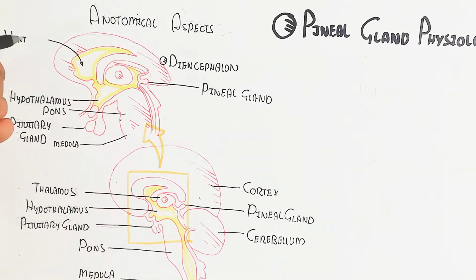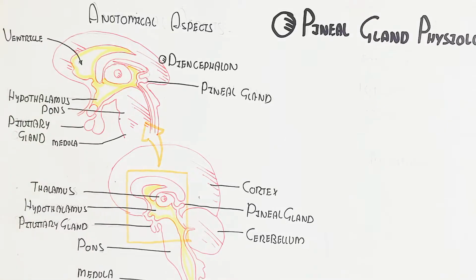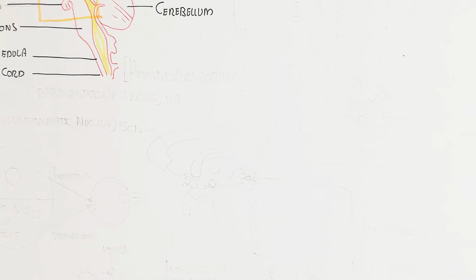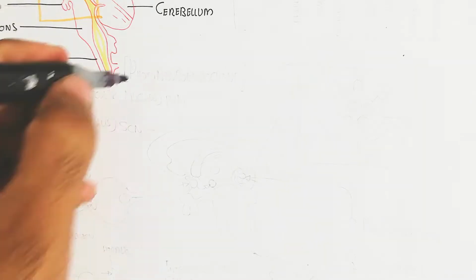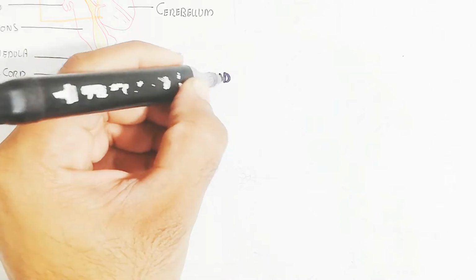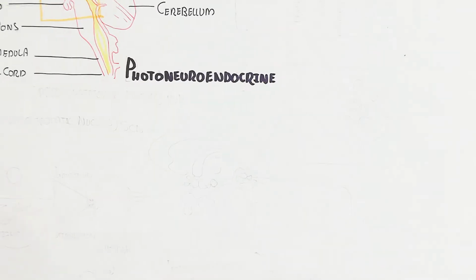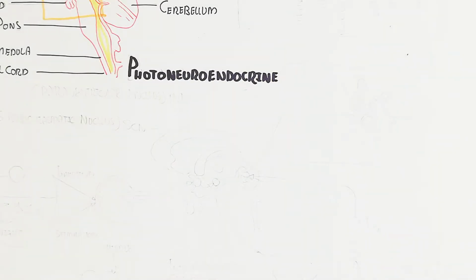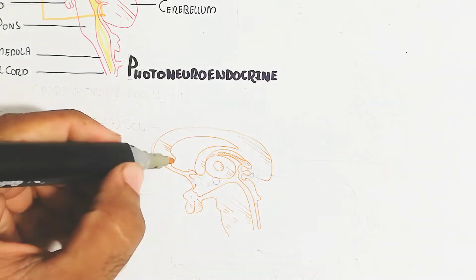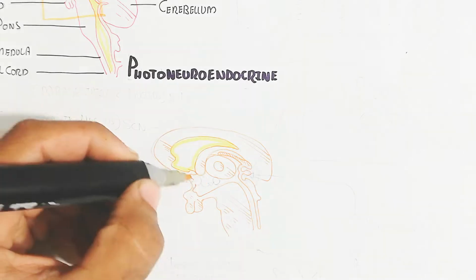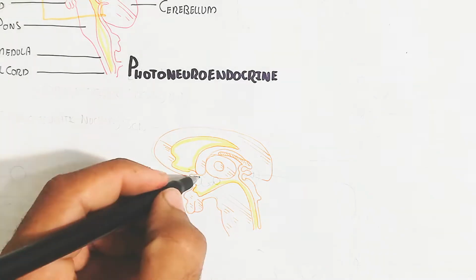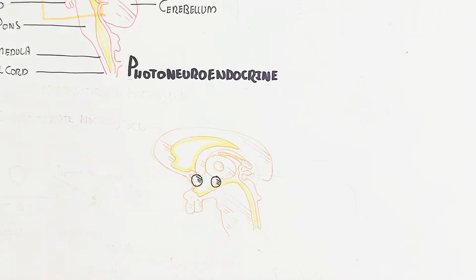photoneuroendocrine system. The photoneuroendocrine system means the photon will stimulate or inhibit the releasing mechanism. So photo means light is involved, and neuroendocrine: endocrine means the secretion into the blood, so the nervous system is involved in it. So here I am drawing that structure again.